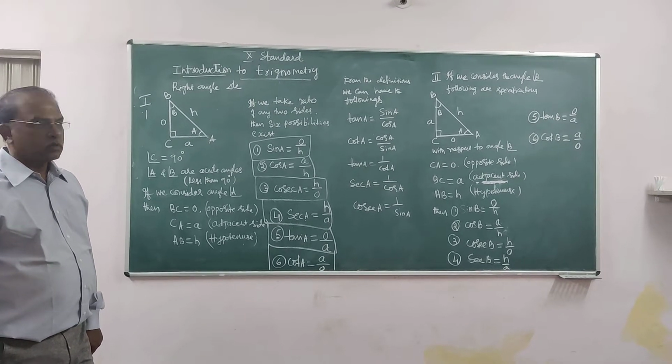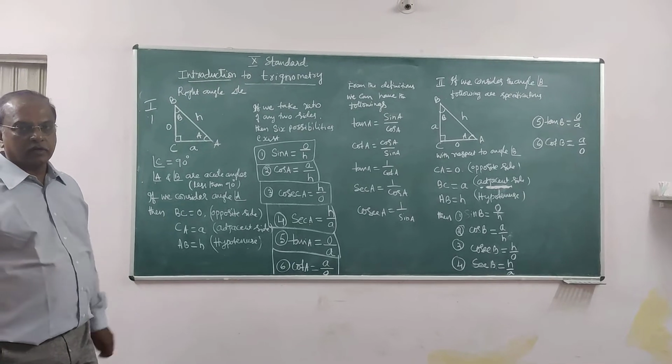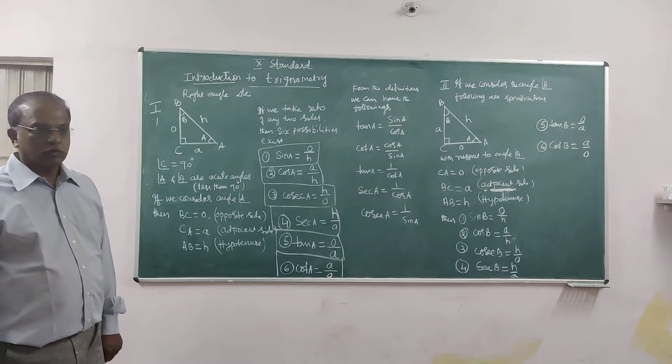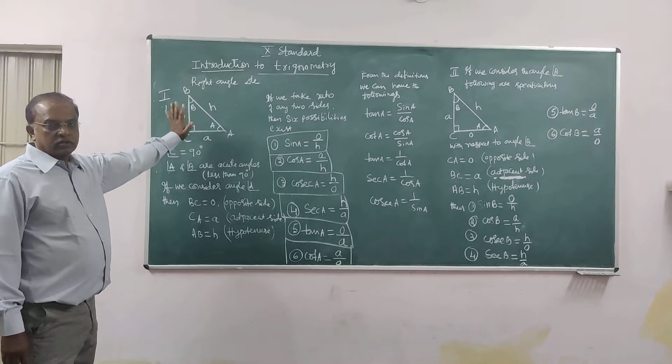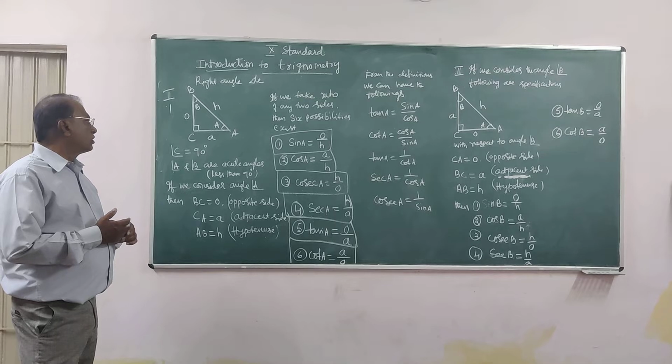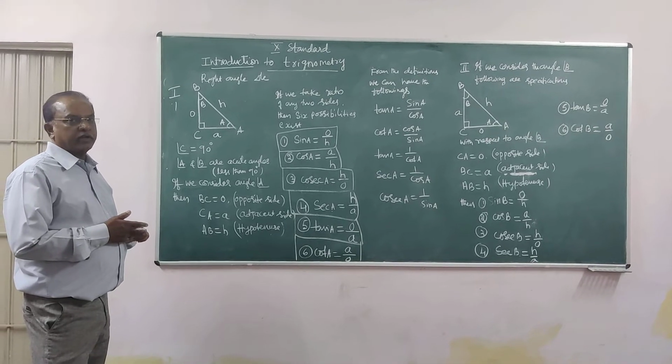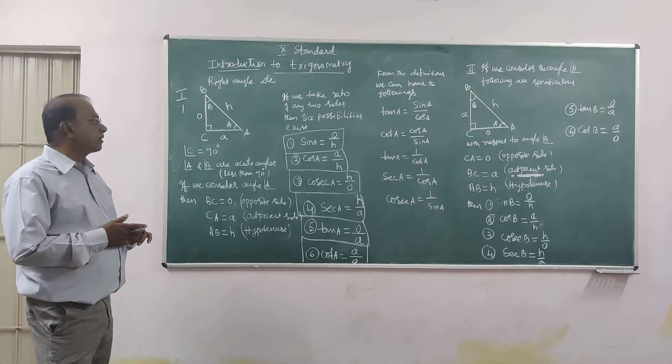Trigonometry always refers to a right angle triangle. What is a right angle triangle? There are three angles and three sides. If one of the angles is 90 degrees, it is called a right angle triangle.